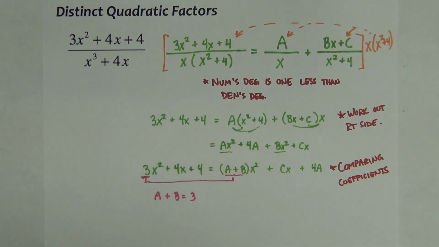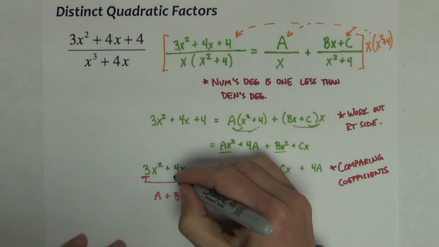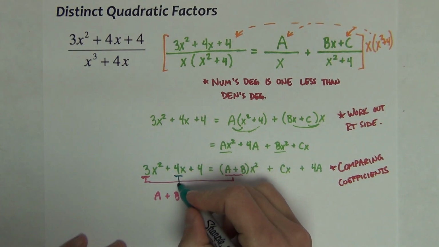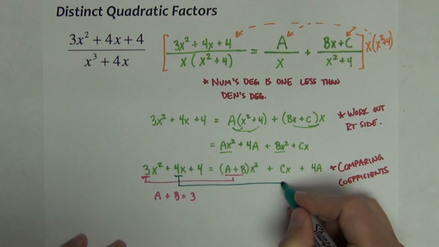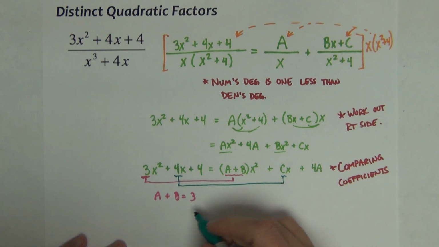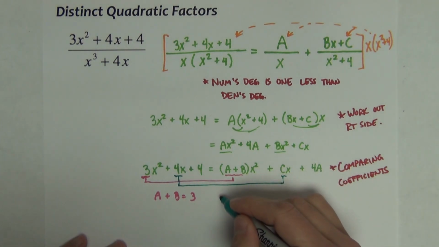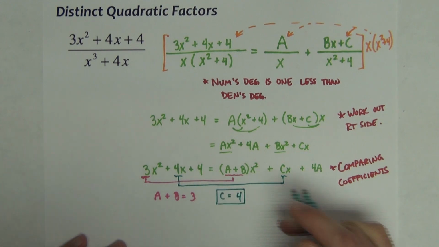Now, in front of the x is a 4. In front of the x here is a c, therefore it should follow logically that c equals 4, and that's solved for.